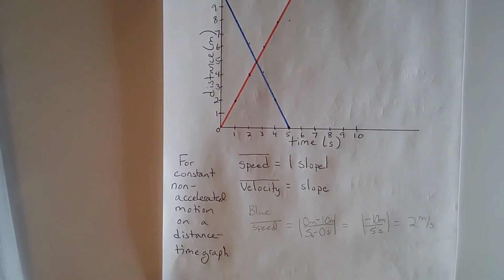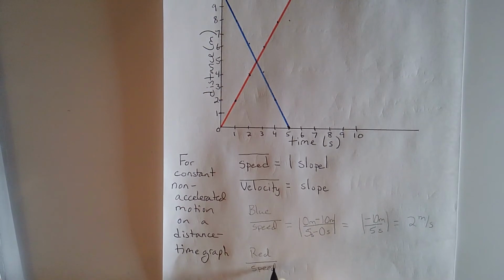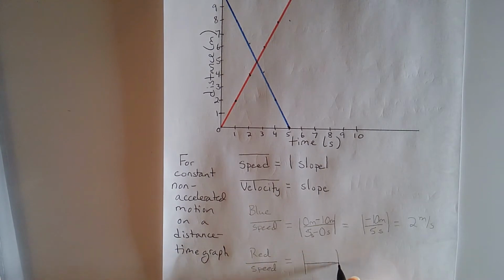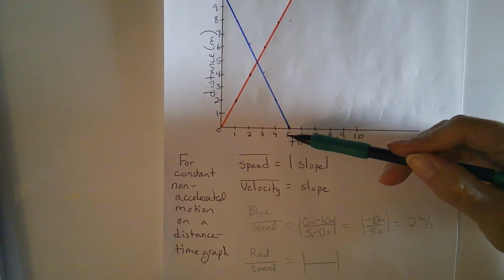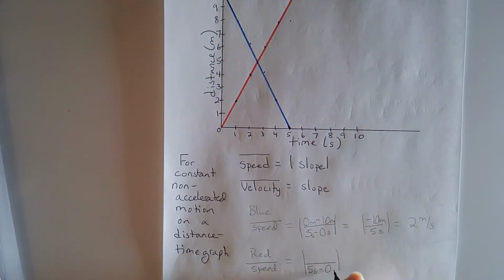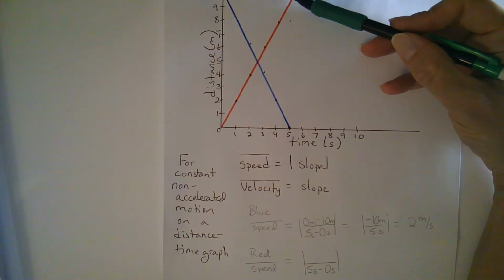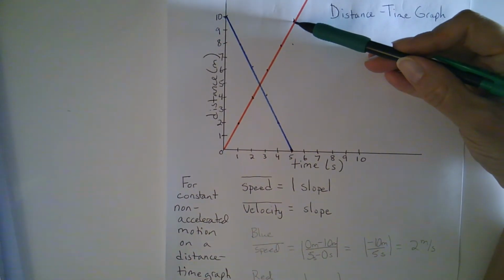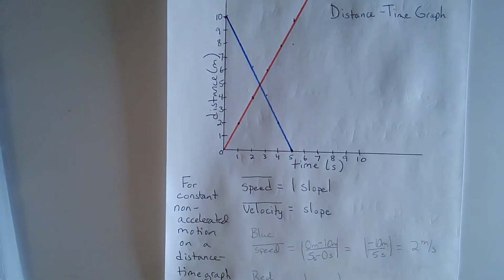Okay, now we're going to do the same thing for the red and find our average speed. So for the red, the average speed is the absolute value of, well, let's see, we're going to do 5 seconds again. So 5 seconds minus the start time of 0 seconds. But now at 5 seconds for the red line, it ends at 10 meters. And it started at a distance of 0 meters.